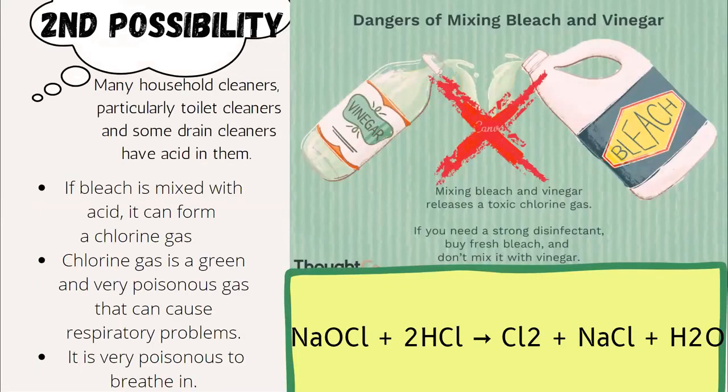So the second possibility is mixing bleach and vinegar. So many household cleaners, particularly toilet cleaners and some drain cleaners, have acid in them. So if bleach is mixed with acid, it can form chlorine gas. Chlorine gas is a green and a very poisonous gas that can cause respiratory problems. It is also very poisonous to breathe in. As in the formula below the picture, NaOCl plus 2 hydrochloric acid will form chlorine gas plus sodium chloride and water.